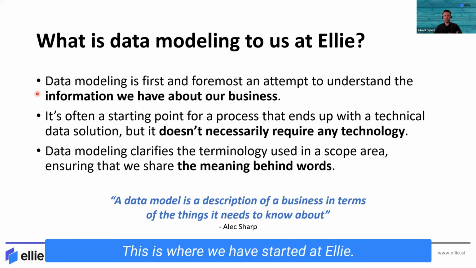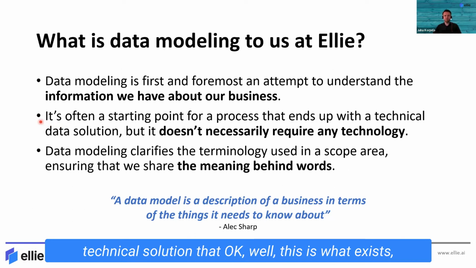This is where we have started at Ellie. This is the whole point for us. We want to be able to map what information we have about the business. Who cares about systems? We start at that point first. This starting point might lead to us describing a technical solution, that, okay, well, this is what exists and this is what has been implemented here.